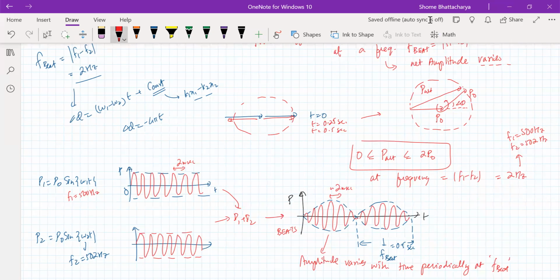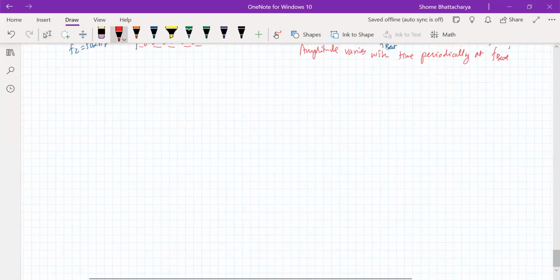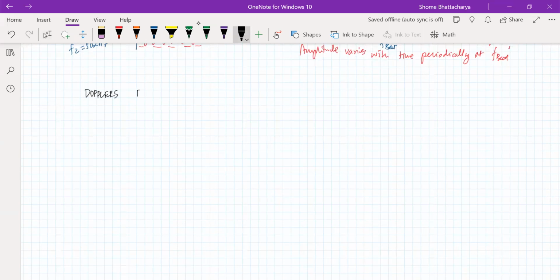Okay, so this is the phenomenon of beats, people. And then one final thing related to sound, which again you would have heard about, is Doppler's effect. Anyone heard of this term, Doppler's effect? Can you tell me what is Doppler's effect and when it occurs?